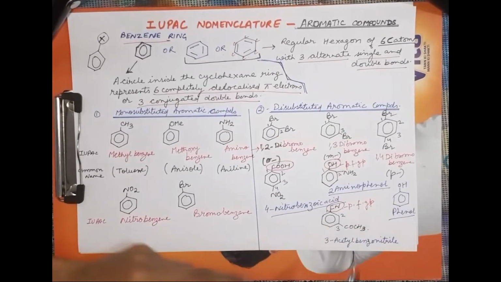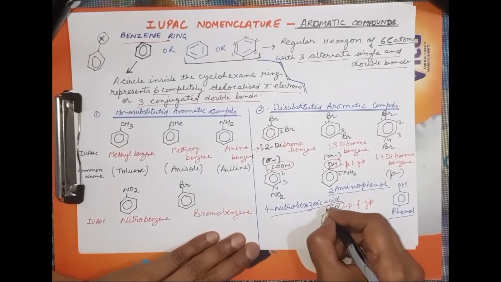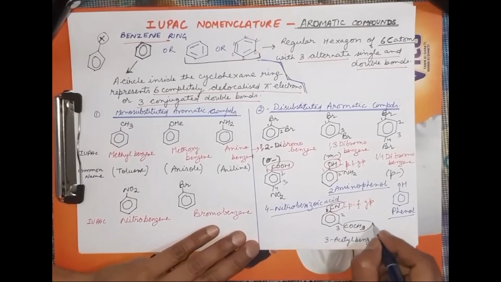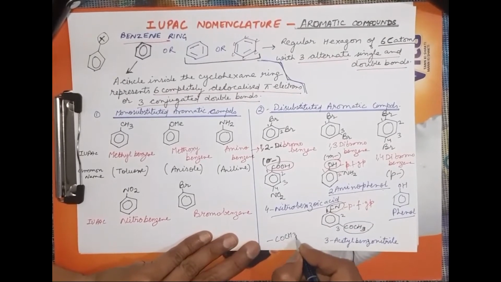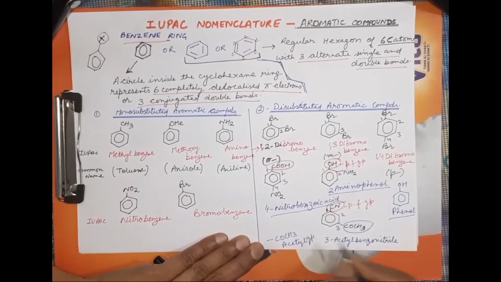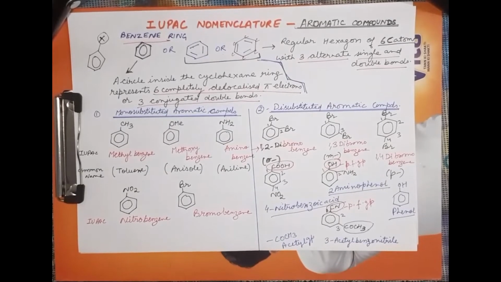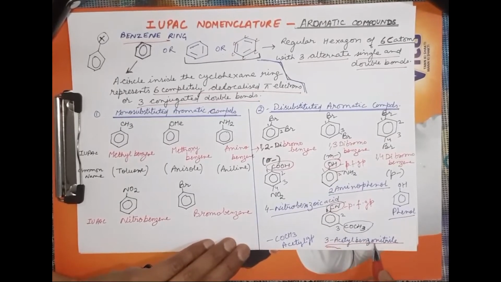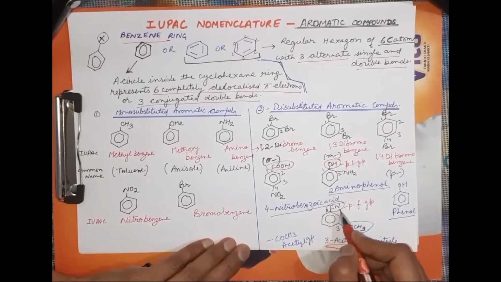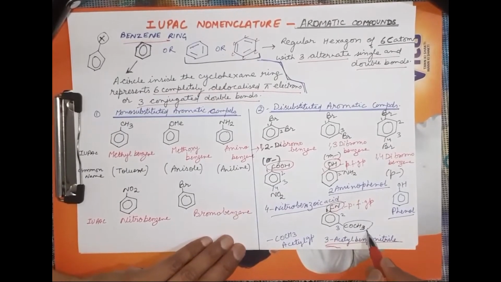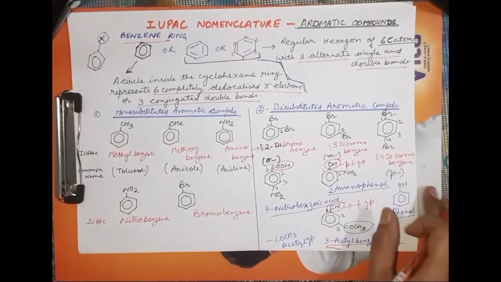So priority will be given to the CN, 1, 2, 3. So this is the substituent, and this substituent COCH3 group is called the acetyl group. So the name will be 3-acetyl. Position is 3. 3-acetyl benzonitrile. When the CN group is present as the principal functional group, nitrile is added as a suffix. So 3-acetyl benzonitrile will be the name.